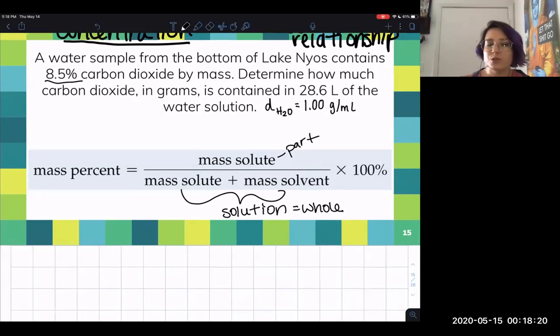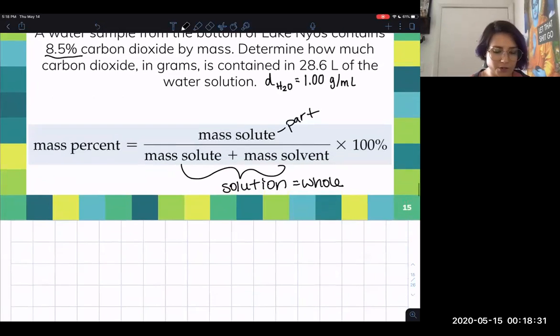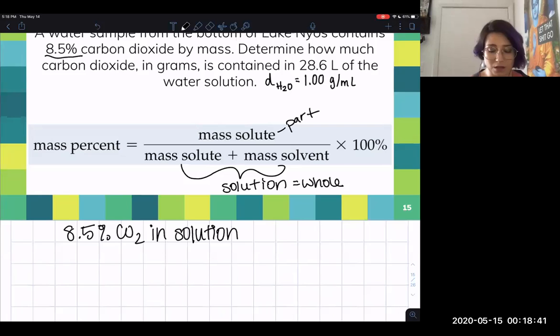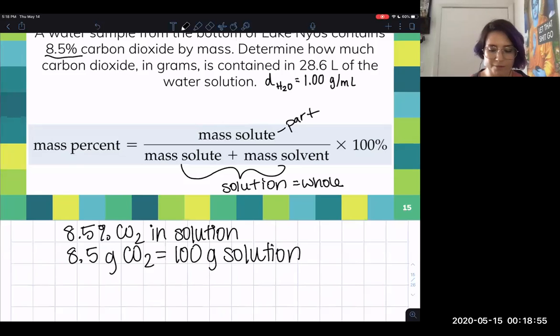So with this question, if you choose to do it algebraically, you do still have to do some converting first. So you have to do some conversions, then you can put it as algebra. So I prefer just to do it all as conversions. So I would highly recommend that we just take this percentage and turn it into a conversion factor. So if this is the percent of carbon dioxide in this solution from this lake, that means that 8.5, and I'm going to use grams for mass, that's easy, of carbon dioxide is equal to 100 grams of the solution. Okay, that's how we can turn this percent into a conversion here.